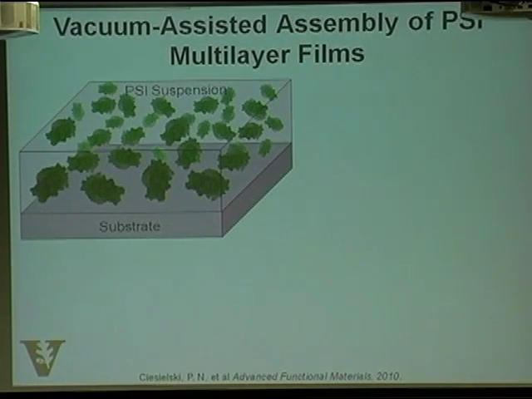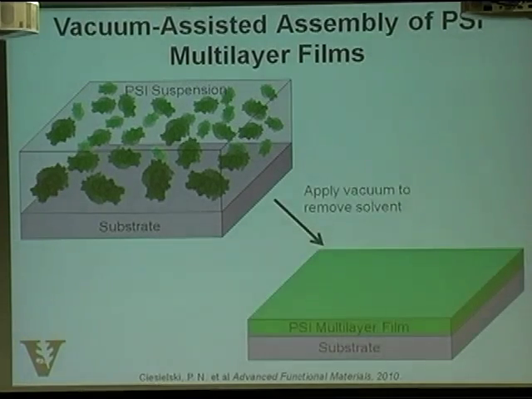I want to switch gears just a bit to now talk about building thicker protein films. And then can we utilize those to ultimately achieve more and more current out of these systems? So this shows our process for doing it. We start with a PS1 suspension on a substrate. We apply vacuum here to actually remove the water and concentrate the protein.